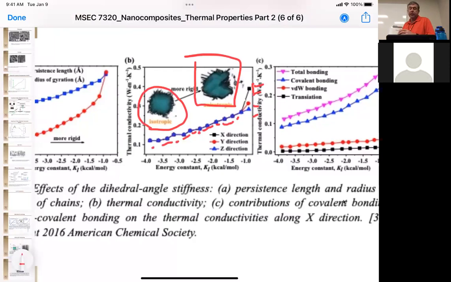Okay, so they start with everything kind of going off in all directions, but as it forms into its more crystallite form, we see a difference in conductivity between the X, Y, and Z axis. Okay. And the reason you get that increase, that's right.